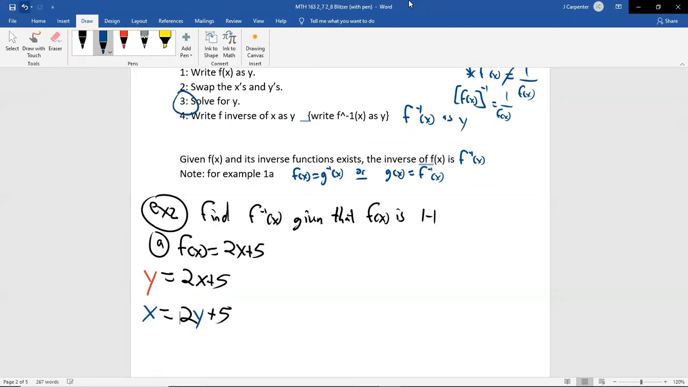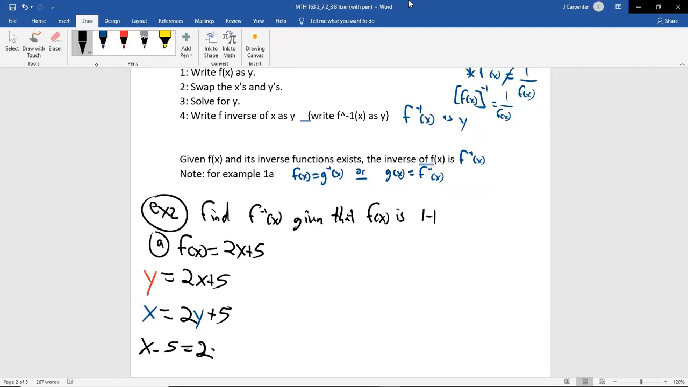And then finally, we solve this equation for y. That's a pretty common thing that we like to do, is solve equations for y. Now, at this point, this could be simple, or it could be a little more ugly. Spoilers, this one's simple. Not even going to write out the steps. We got to move the plus 5, so we're going to subtract it on both sides. So that's going to give us x minus 5 is equal to 2y.